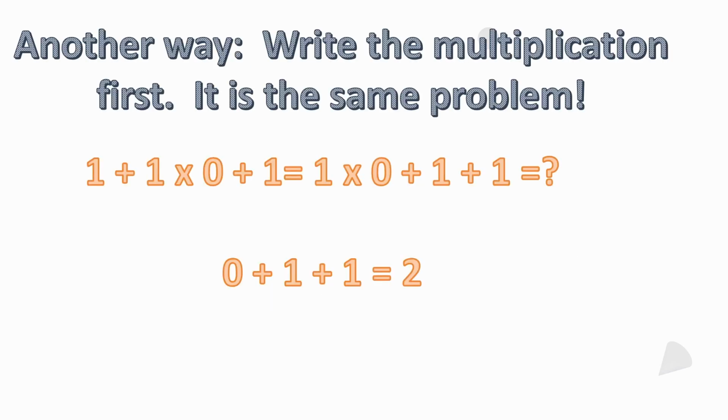All right, so let's go back and look at it again. Another way you can solve this problem is to move the multiplication first. It's still the same problem. We're not changing what we're multiplying. We're not changing what we're adding. We're just doing the multiplication first. So you can see 1 plus 1 times 0 plus 1 is the same thing as 1 times 0 plus 1 plus 1. So when you solve that, 1 times 0 is 0. 0 plus 1 plus 1 is 2. So let that sink in for a minute if you need to.